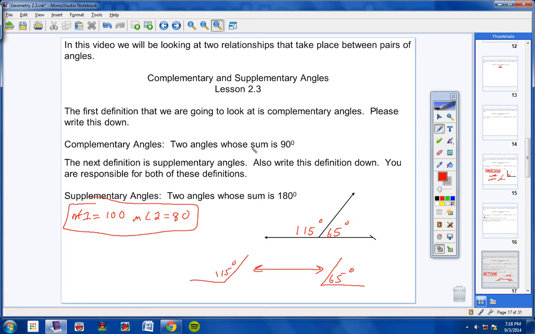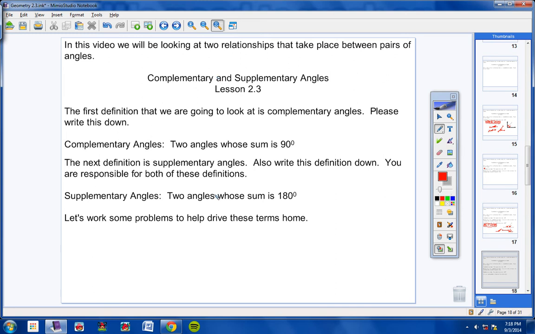Complementary angles, their sum is 90. Supplementary angles, their sum is 180. Please understand this. Please take really good notes on this. Now let's work some problems to help drive these terms home, okay? We're going to look at 4 quick problems to help drive these terms home. Here we go. Please take notes on the first one. Please take notes on the second one. And then I would like you to try the next 2 on your own.